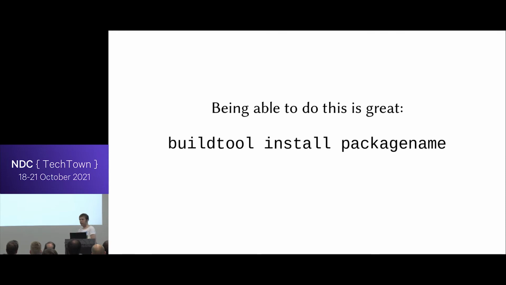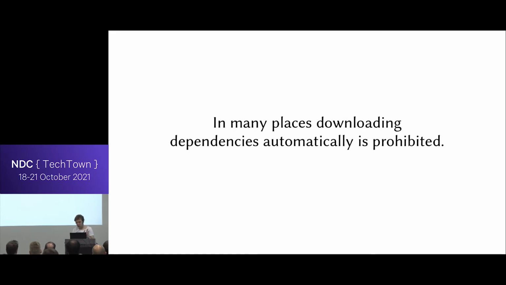Okay, going further. If we look at how you would obtain dependencies, being able to do this is great. You have your build tool, install, package name, and then it downloads things from the internet and things work. This is really what you want for development, especially for non-Linux platforms where your system dependencies don't exist. This is the only way to do it, and this is what you want. It's totally fine.